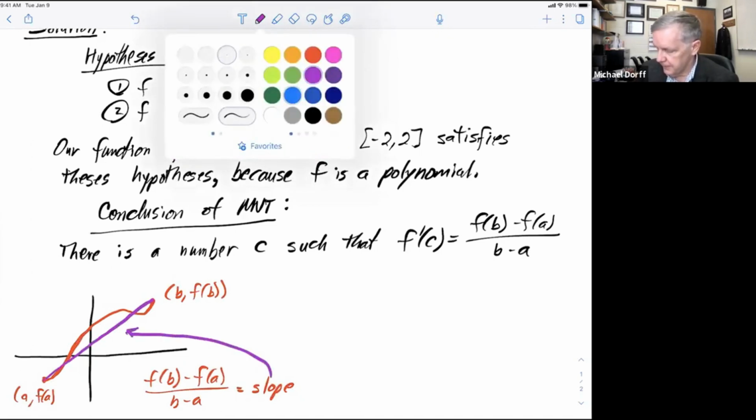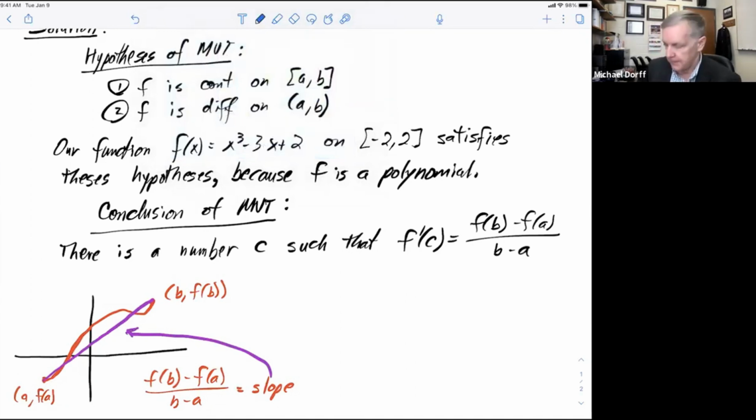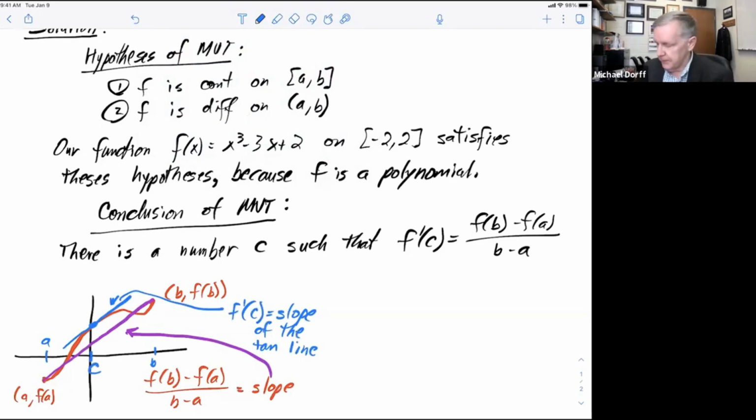And what the mean value theorem then says is that there's going to be some point in between a and b, such that if I look at the derivative of the function at that point, it's going to have the same value as the slope of that purple line. Remember, the derivative represents the slope of the tangent line. So if I take a point like this here, right about there, and we'll call that point c, what does the blue line represent? The blue line represents the derivative at c, which is the slope of the tangent line. And notice that that blue line has about the same slope as the purple line. So that's what the mean value theorem says.